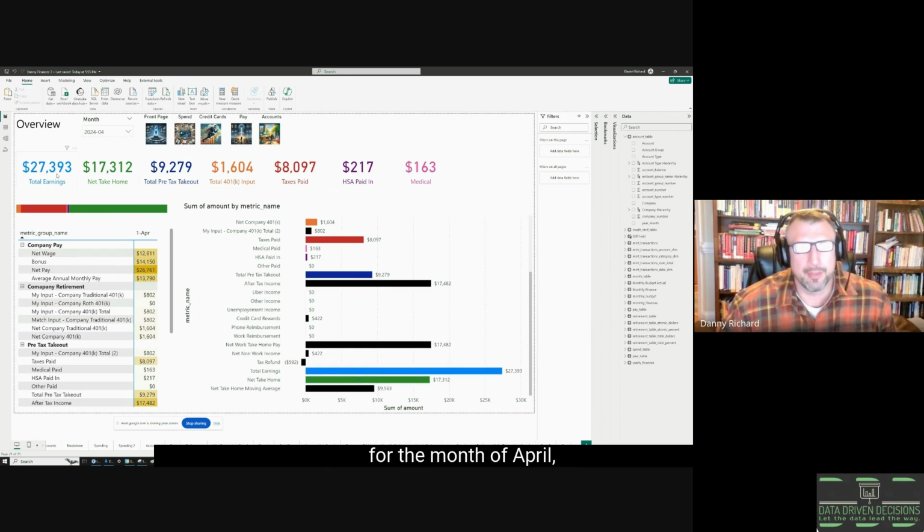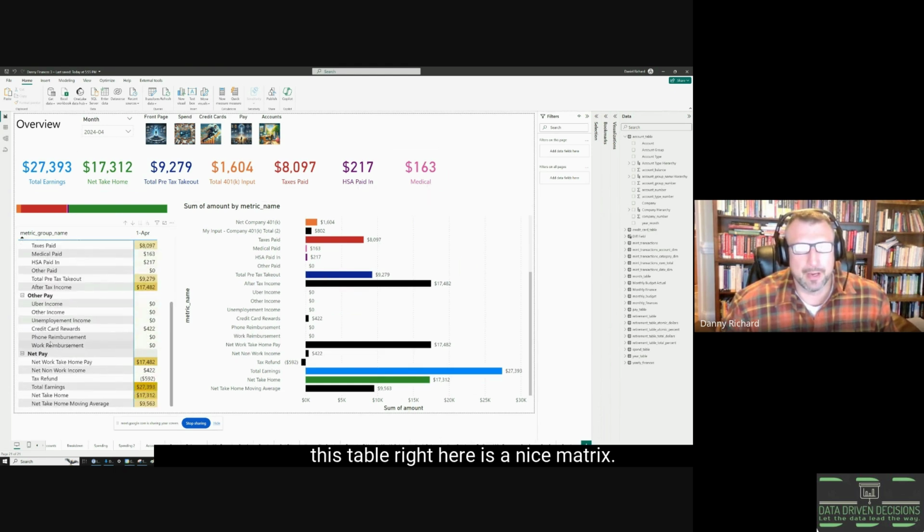So for the month of April, I made $27,000. That was my total earnings. And I took home 17,000 of that. 9,000 got taken out pre-tax. And then here's the breakdown of what got taken out pre-tax. Here's a total of 401k input, both the match and what I put in, taxes paid, and then HSA paid in, and then medical.